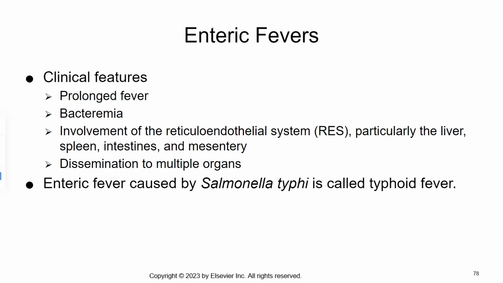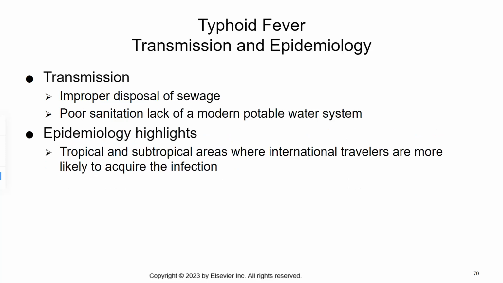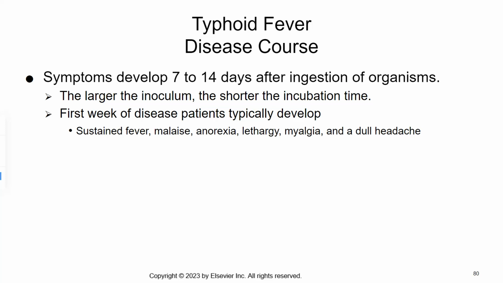Dissemination to multiple organs. Enteric fever that's caused by Salmonella typhi is called typhoid fever. Transmission would be improper disposal of sewage, poor sanitation, lack of a modern potable water system. Epidemiology highlights tropical and subtropical areas where international travelers are more likely to acquire the infection. Symptoms develop 7 to 14 days after ingestion of organisms. The larger the inoculum, the shorter the incubation time.